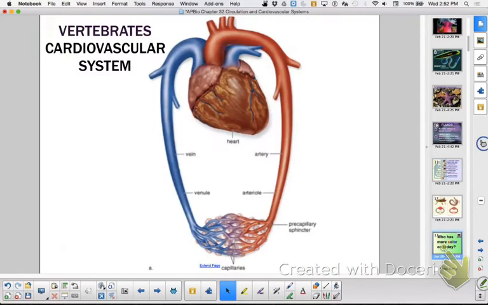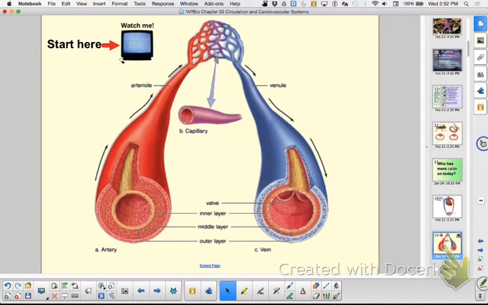Okay, heart. Now, we know the differences. What does an artery have more of than a capillary or a vein? Muscle. What does a vein have more of than a capillary or an artery? Valves. Give me another thing. What does it have more of? Space. What is that space in the opening called? It starts with an L. Lumen.